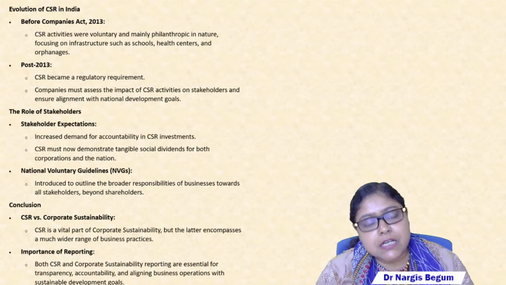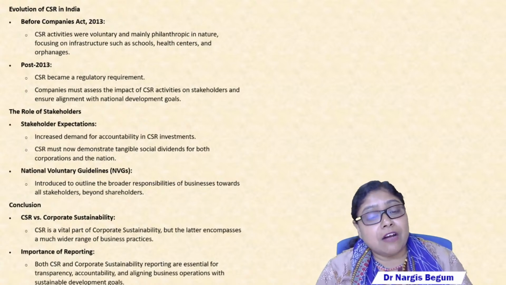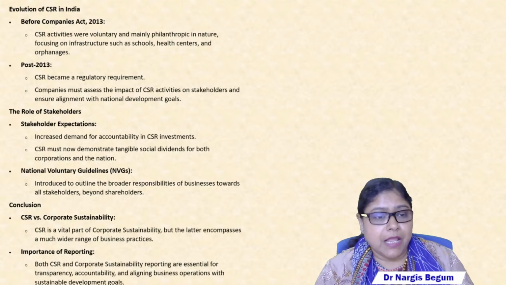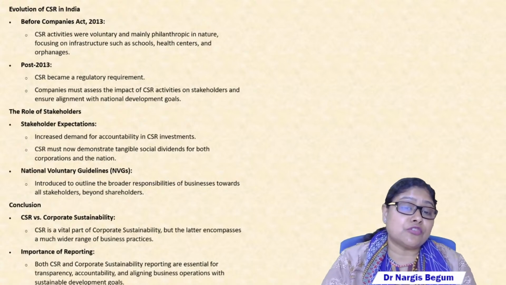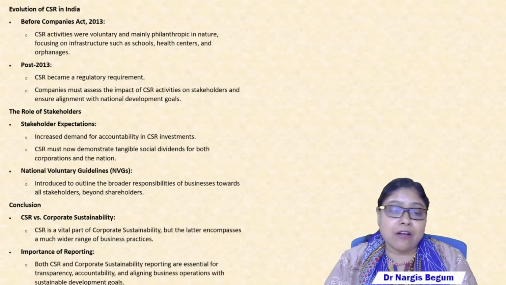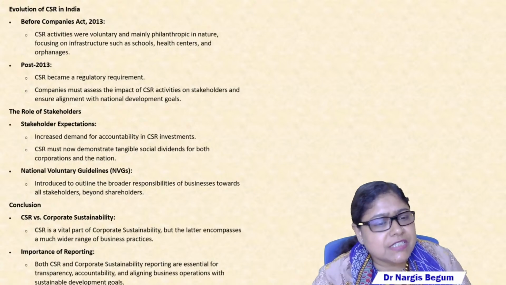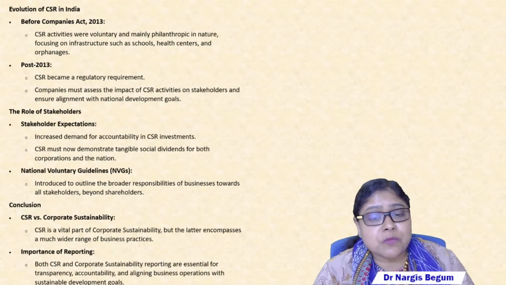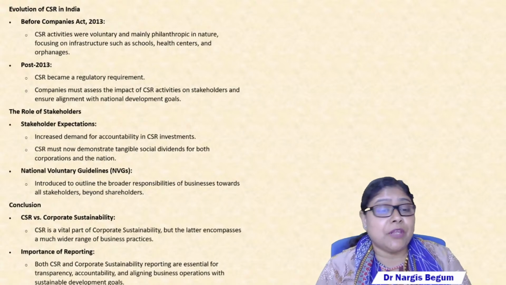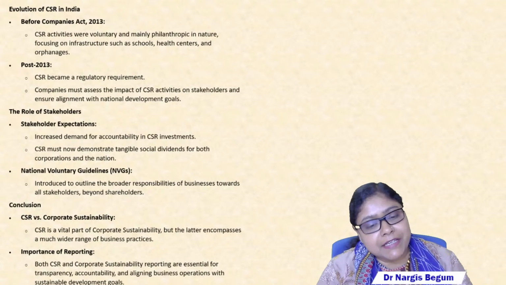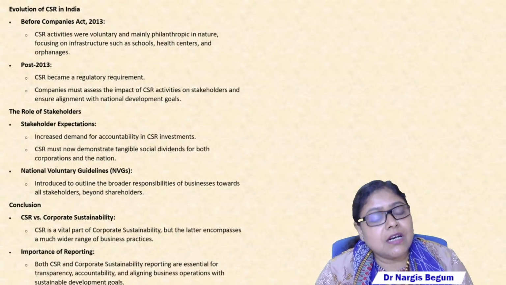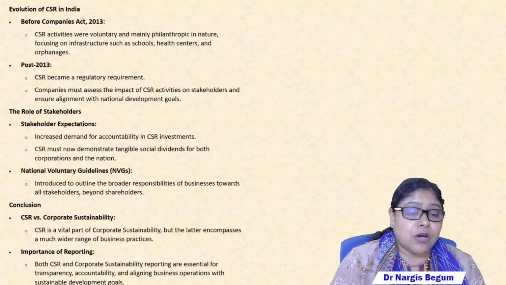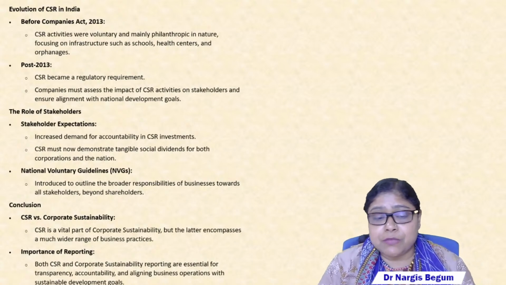Now, what is the role of the stakeholders? Stakeholders expect an increased amount of accountability in CSR. If there is any investment in CSR, it should be accountable. CSR must now demonstrate tangible social dividends, both from the corporations and also from the nation. Now, what are NVGs? That is National Voluntary Guidelines. These were introduced to outline the broader responsibilities of the business towards all its stakeholders and beyond its shareholders. So, CSR is a vital part of corporate sustainability, and corporate sustainability has a much wider scope relating to business practices.